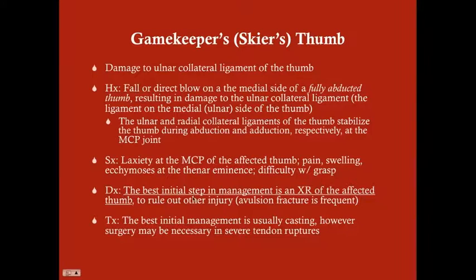For diagnosis, the best initial step in management is an X-ray of the affected thumb, and this is done to rule out other injury. It takes quite severe injuries to get Gamekeeper's or skier's thumb, particularly skier's thumb. And so it's going to be really important to rule out any kind of fracture that may have happened, because if there is a fracture, then that needs to be addressed separately. The best initial management for the gamekeeper's or skier's thumb is usually casting. However, in severe tendon ruptures, surgery may be necessary.